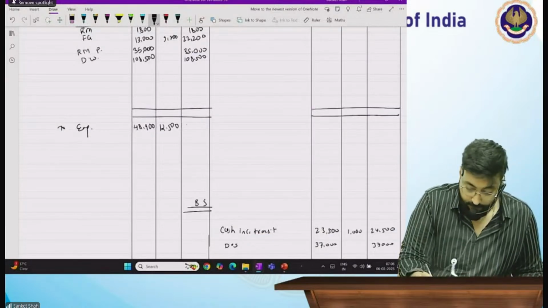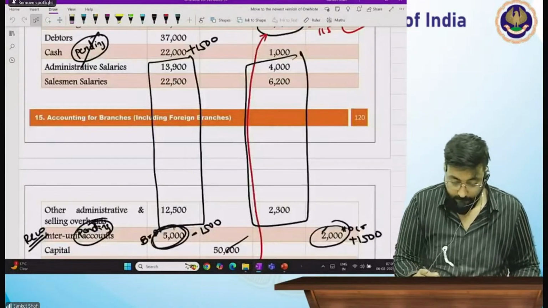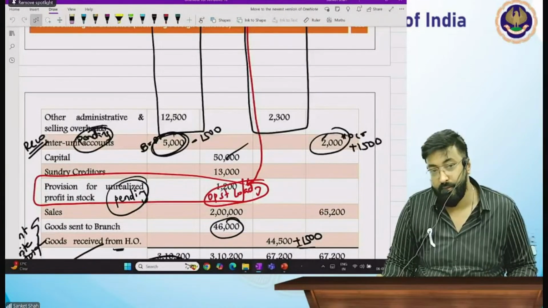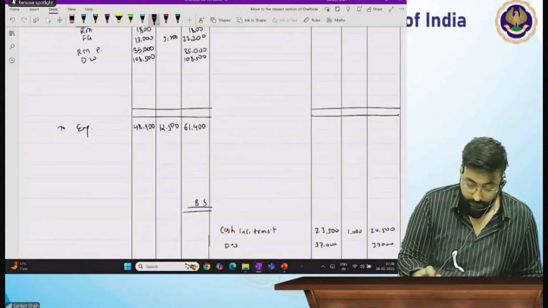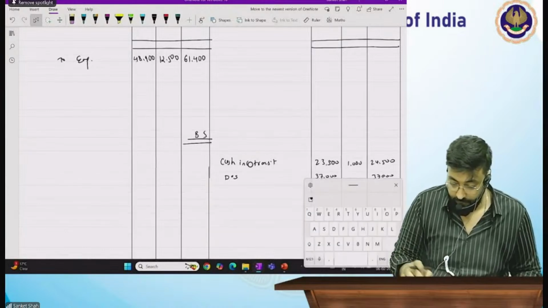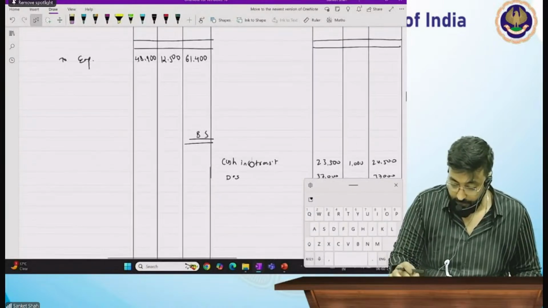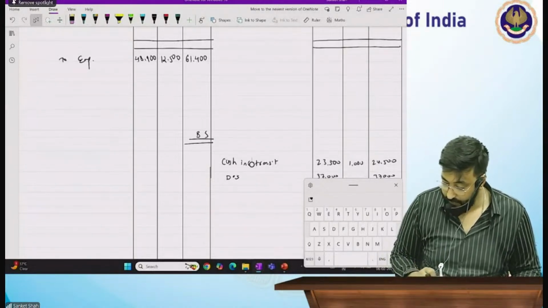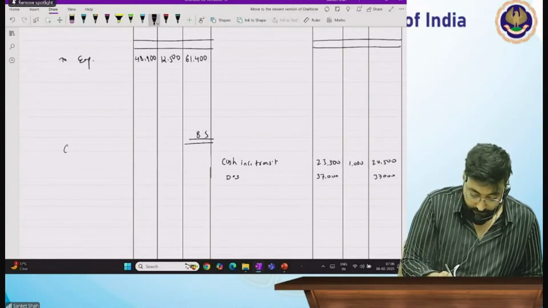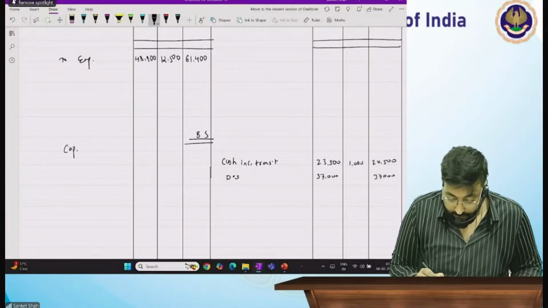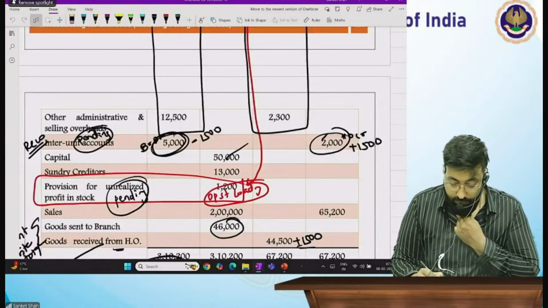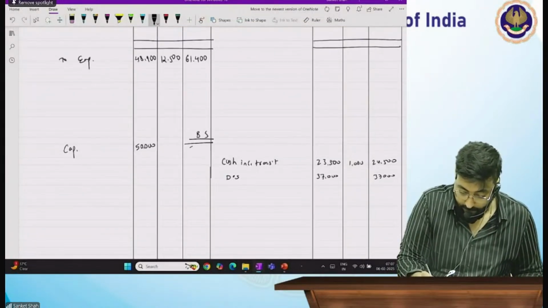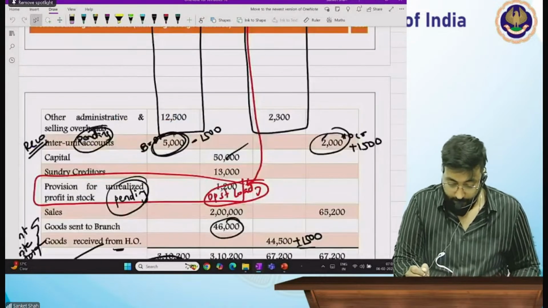Then inter-unit accounts. We are going to write it afterwards. Pending. Capital in balance sheet, liability side, 50,000. And also creditors, 13,000 and 1,300.